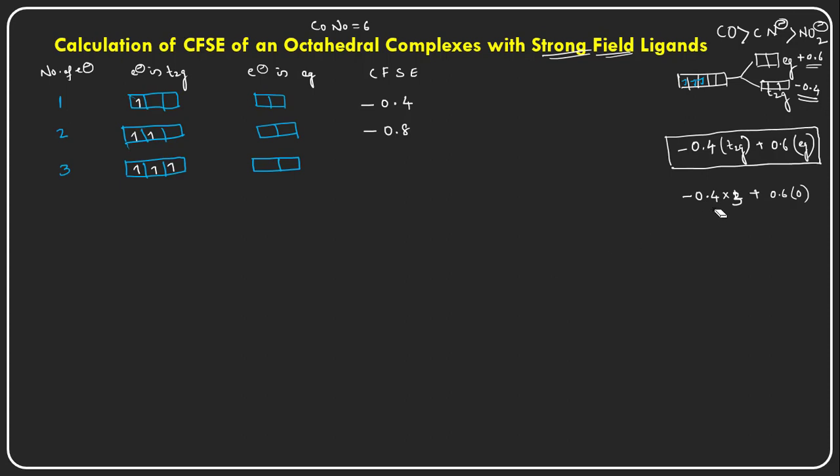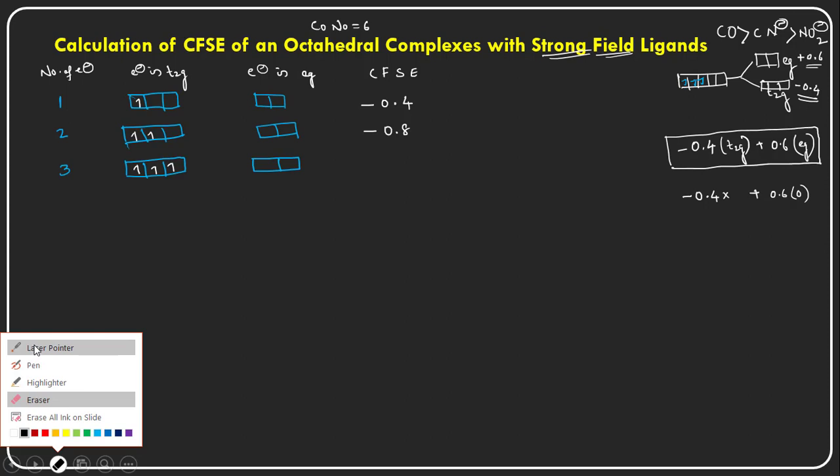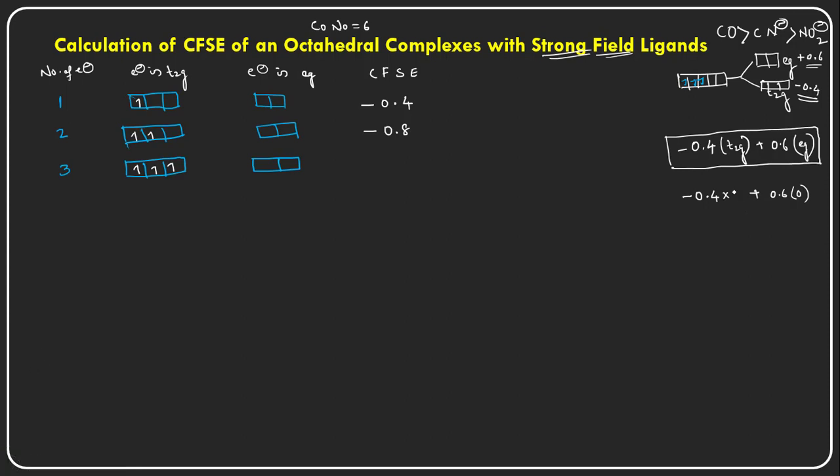So 3 electrons are there. Minus 0.4 into 3 will be minus 1.2, and plus this will be 0. So the crystal field stabilization energy will be minus 1.2, right? This will be the crystal field stabilization energy, minus 1.2.